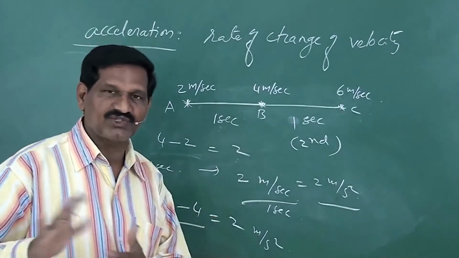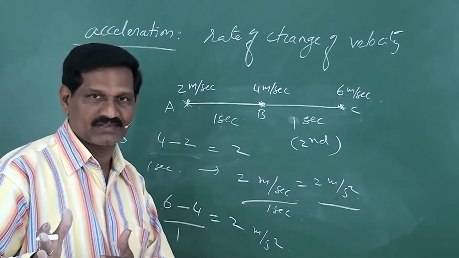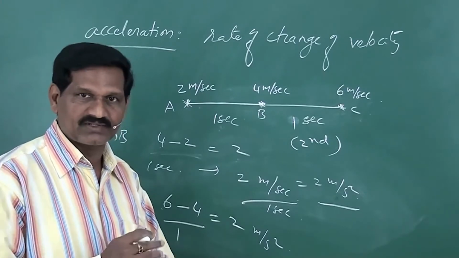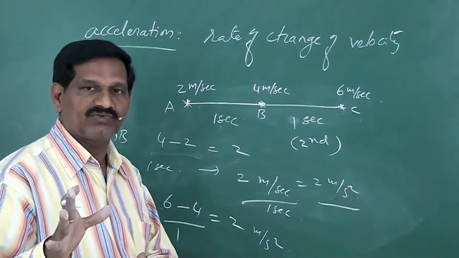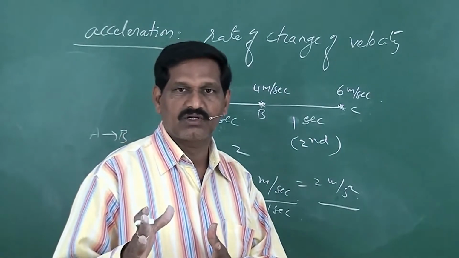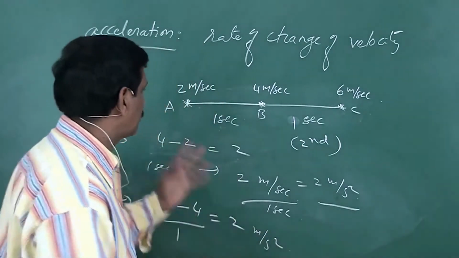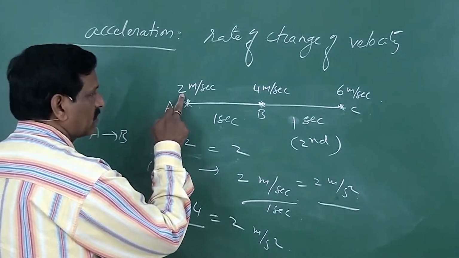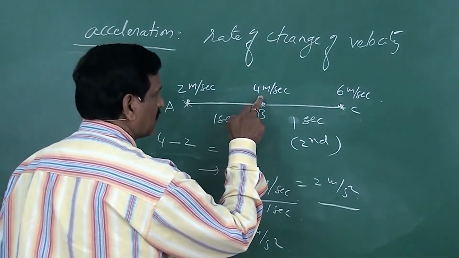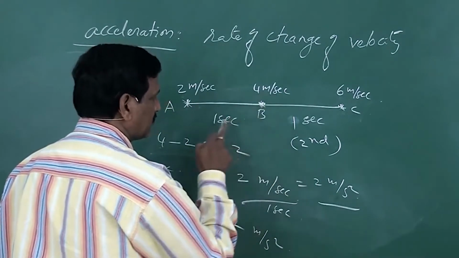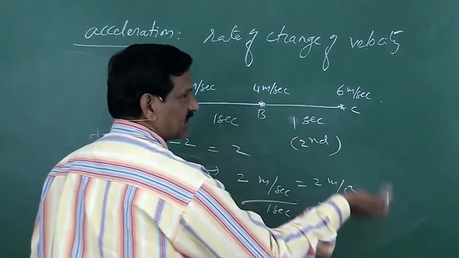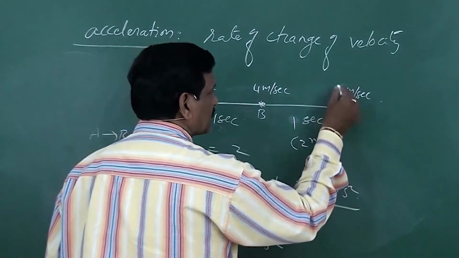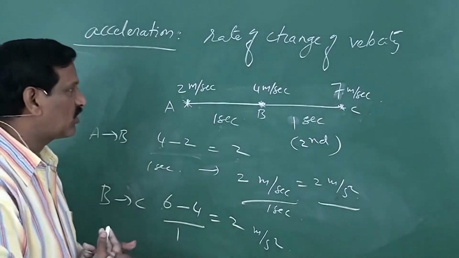And if the change is different in different time intervals, suppose if you take, then such type of acceleration is called non-uniform acceleration. For example, a body starts with velocity 2 meter per second and acquires a velocity of 4 meter per second during 1 second. And suppose at the end of the second, its velocity is 7 meter per second, then what happens?